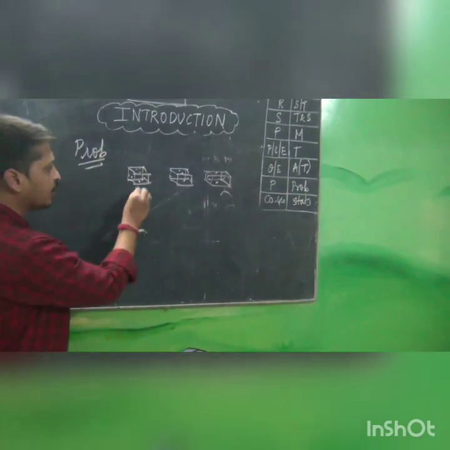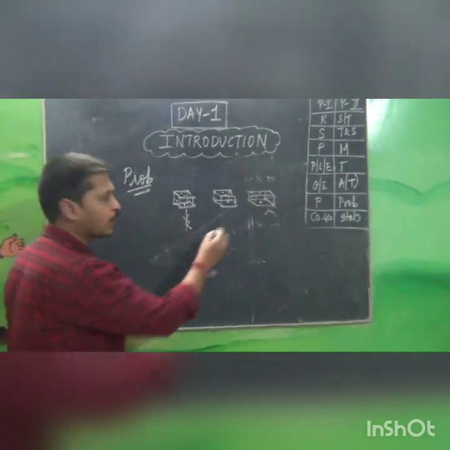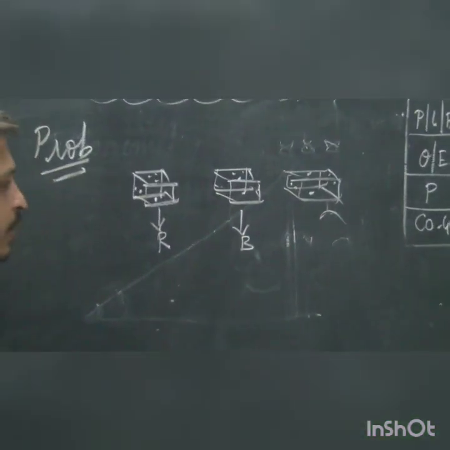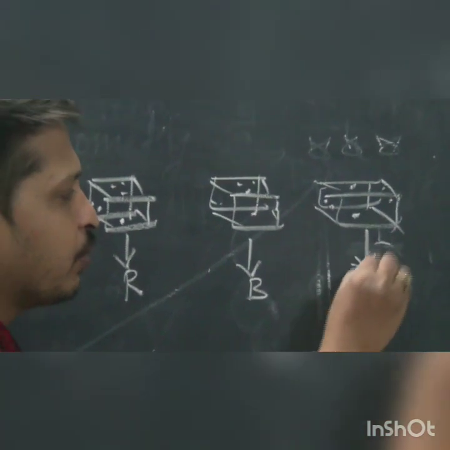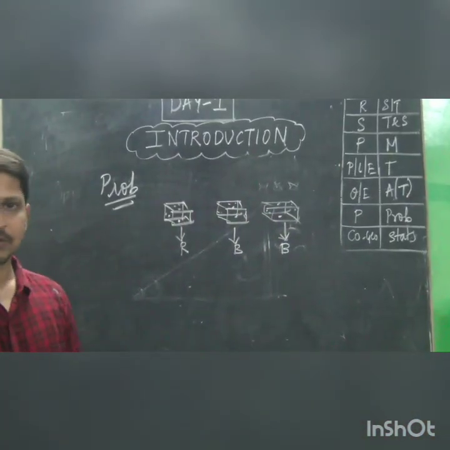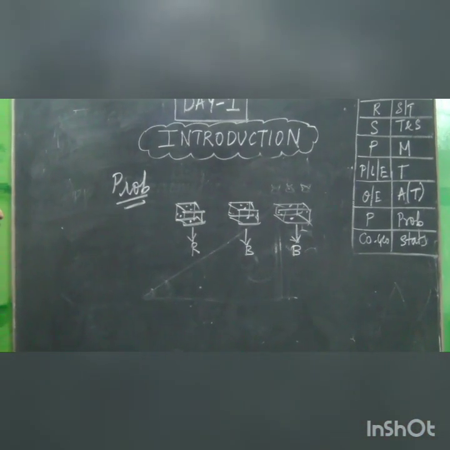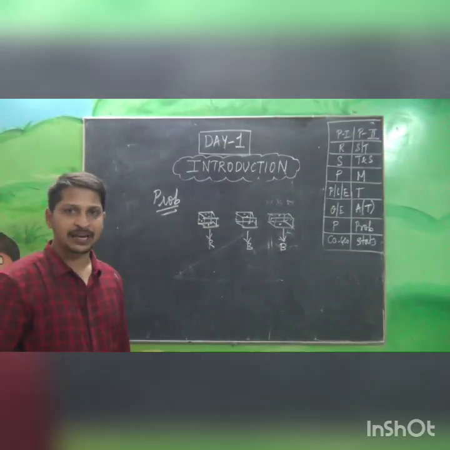Okay, we have three dice. One is of red color, and two are of blue color. In short, with probability we will be doing a trial and error method.